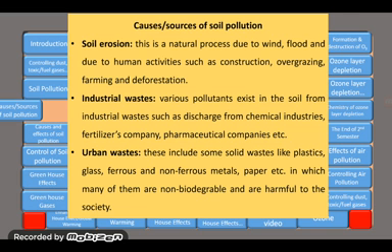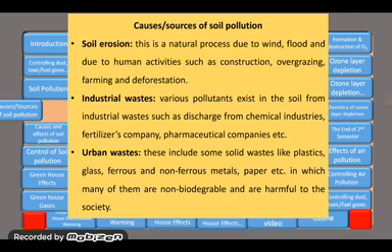Then industrial waste. Various pollutants exist in the soil from industry and industrial activities such as the discharge of chemicals, fertilizers, and also pharmaceutical substances into the soil. This will pollute the soil and cause soil pollution.